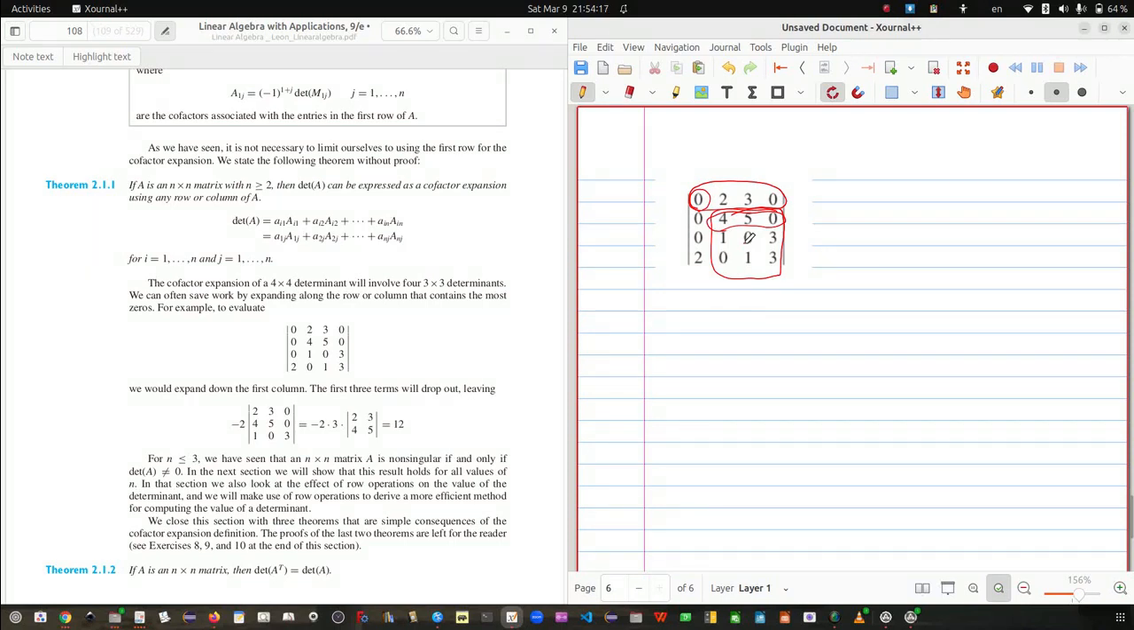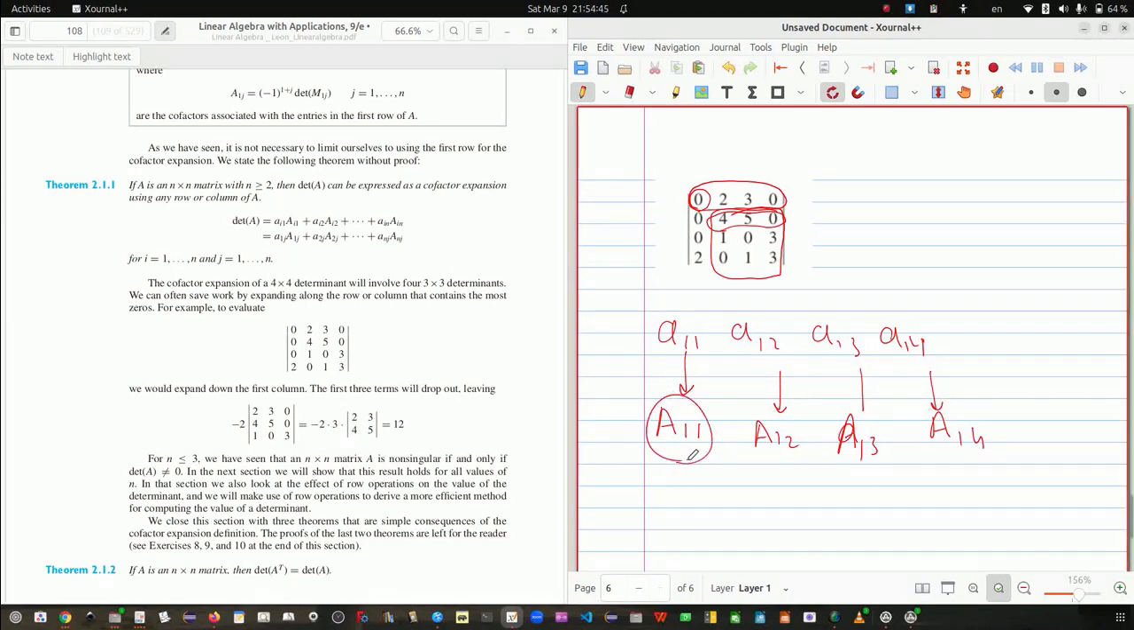It means for 4-dimensional, like 1,1, 1,2, 1,3, and 1,4, you took 4 elements, and then you say, I will be multiplying these by cofactor of A11, cofactor of A12, cofactor of A13, and cofactor of A14, right?